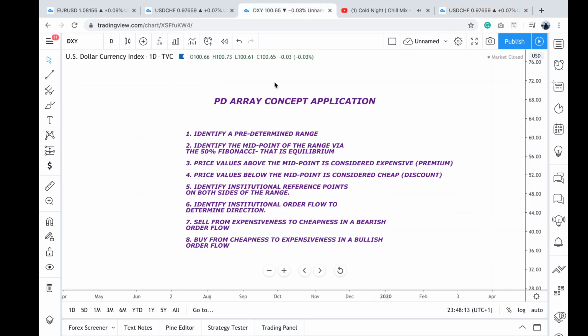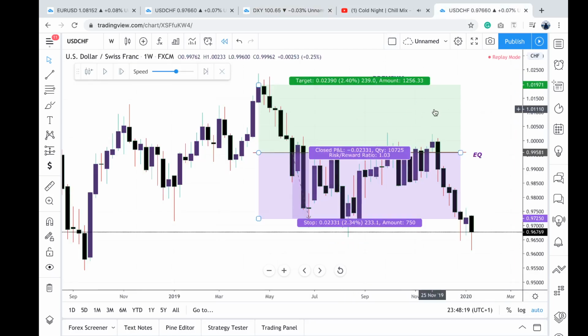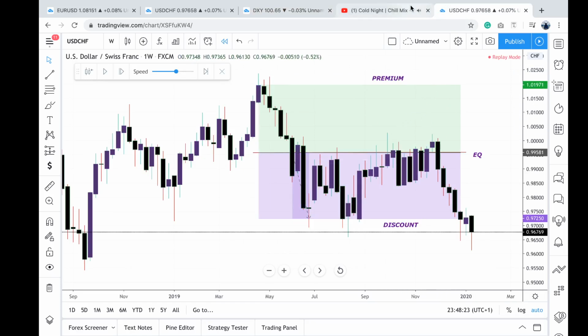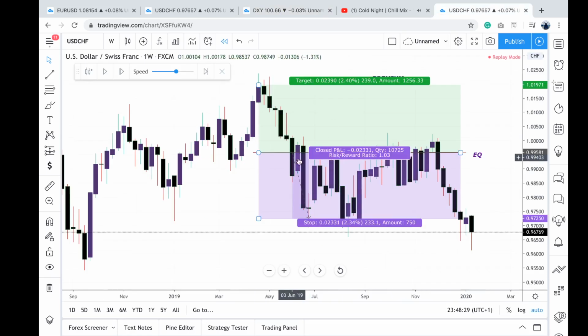Now the next step is that price values above the midpoint are considered expensive. So anything in the green zone is expensive. You want to look for sells. You want to focus more on sells in the green zone. Then price values below the midpoint are considered cheap. Discount. Anything below this midpoint is cheap. Okay, so below this midpoint, you want to look more for buys than sells.